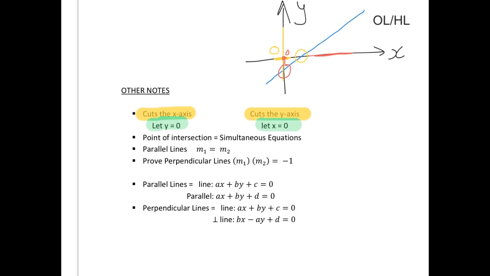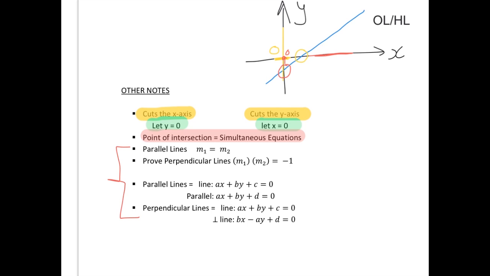Then, if we ever talk about the point of intersection of two lines, what we're really looking for there is to do simultaneous equations, and there'll be an example of this in another video. But the big topic we want to cover here is the idea of parallel lines and perpendicular lines.